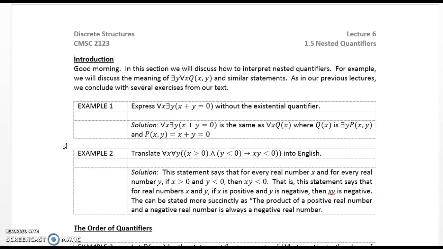That is, this statement says for real numbers x and y, if x is positive and y is negative, then xy is negative. This can be stated more succinctly as: the product of a positive real number and a negative real number is always a negative real number.